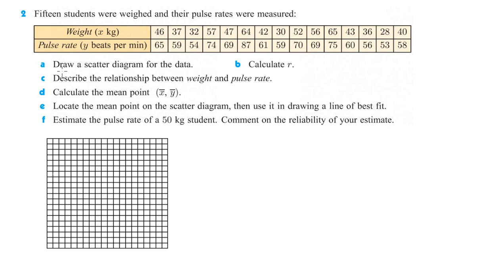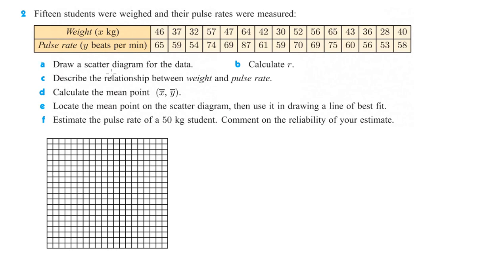I'm going to go through one problem here from the 5C assignment. It's kind of a shorter one, so we're just going to work all the way through number 2 to make sure you've got stuff figured out. Number 2: 15 students were weighed and their pulse rates were measured. Here's all the data. Draw a scatter diagram, calculate R, and then all the rest of this stuff.